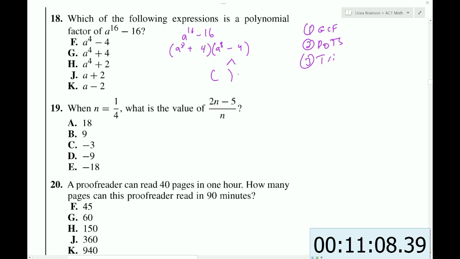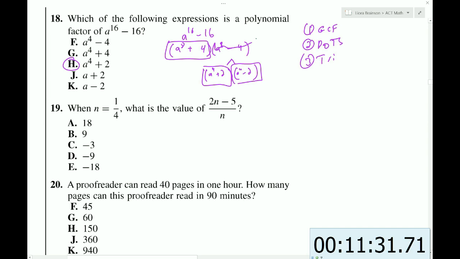So this one can also be factored down. It would be a to the 4th plus 2, a to the 4th minus 2. And then, okay, so this is one of your three factors. A to the 4th minus 2, a to the 4th plus 2 is the one that appears here. Okay, so these would be the three factors.